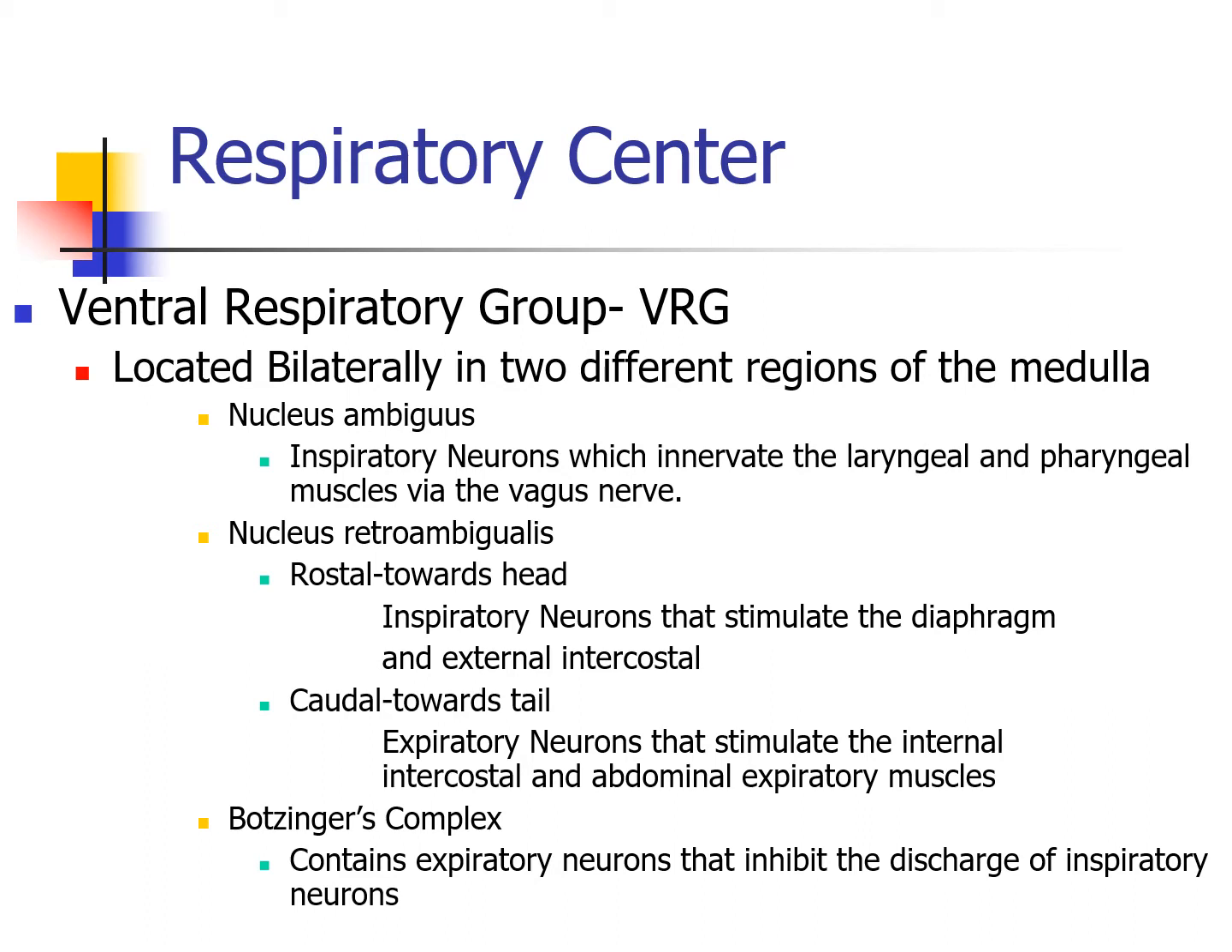There are 3 subsections here. The nucleus ambiguus, which is the first one that we'll talk about, is inspiratory neurons that innervate the laryngeal and pharyngeal muscles using the vagus nerve, the cranial nerve, right?